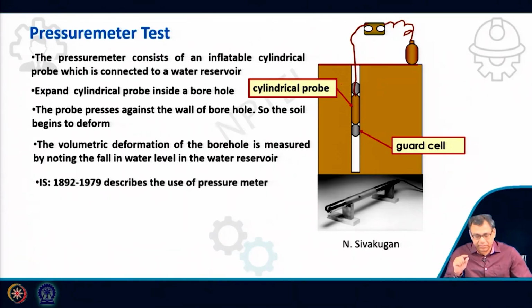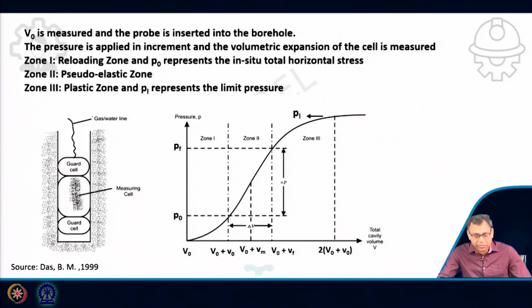So, by measuring the fall of water level, we can measure how much volumetric expansion there is in the cylindrical probe. This is described in this IS code. Now, what are the things we will measure? First, we should know V0, that means the volume of the probe which is inserted into the borehole. Capital V0 is the volume of this measuring cell, or the probe.